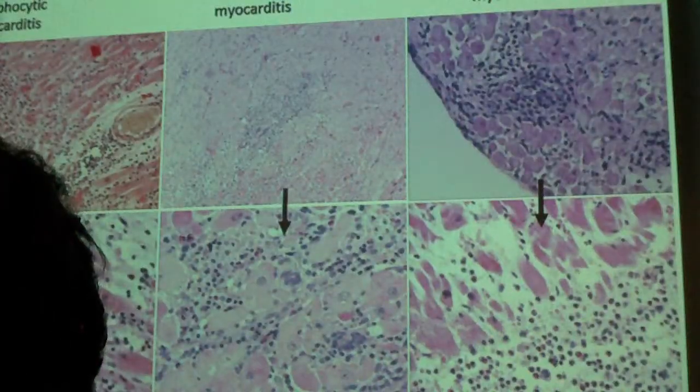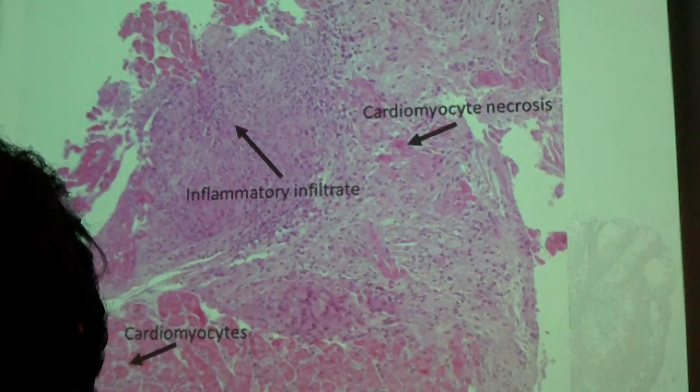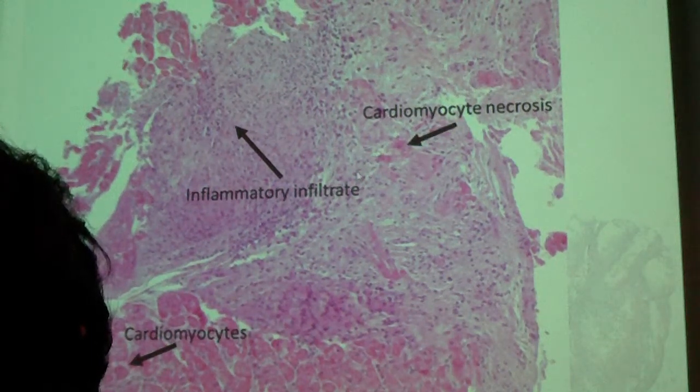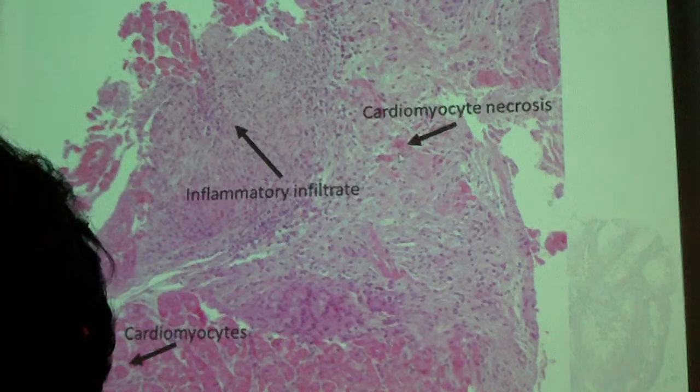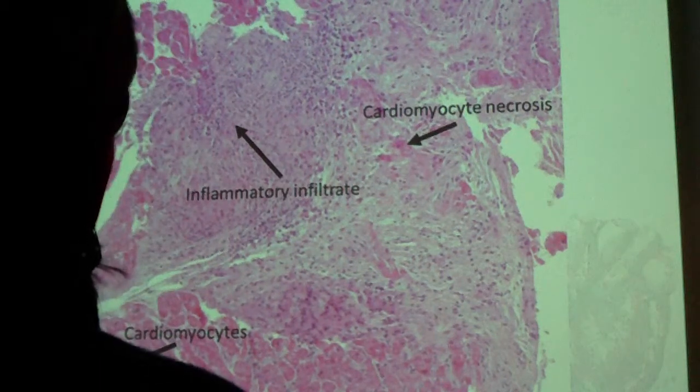Here we have a classic case of a fulminant myocarditis with myocyte necrosis. As you can see, these dark myocytes here compared to those, these are dying cardiomyocytes. So this would be, according to the classic criteria, an acute myocarditis, and the prior was a borderline myocarditis.